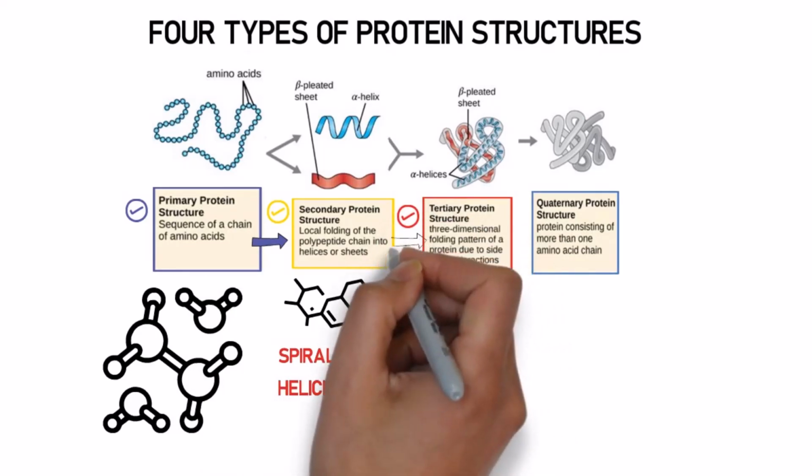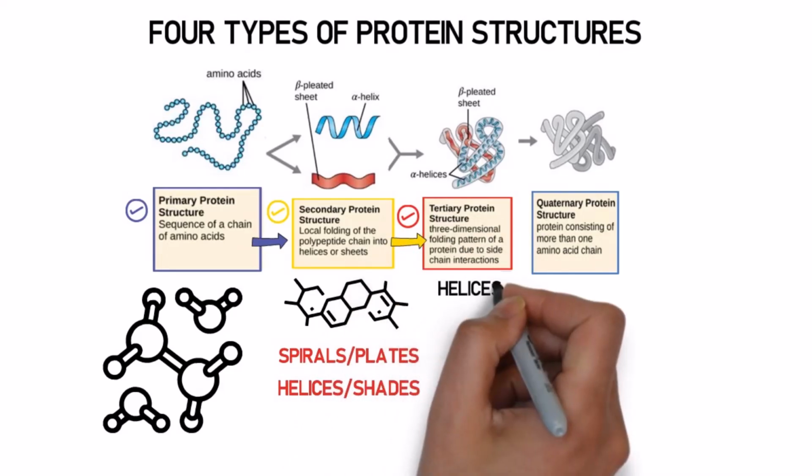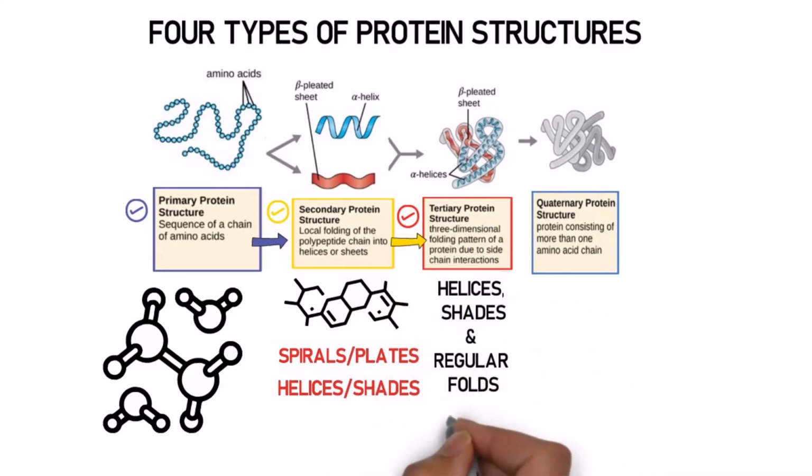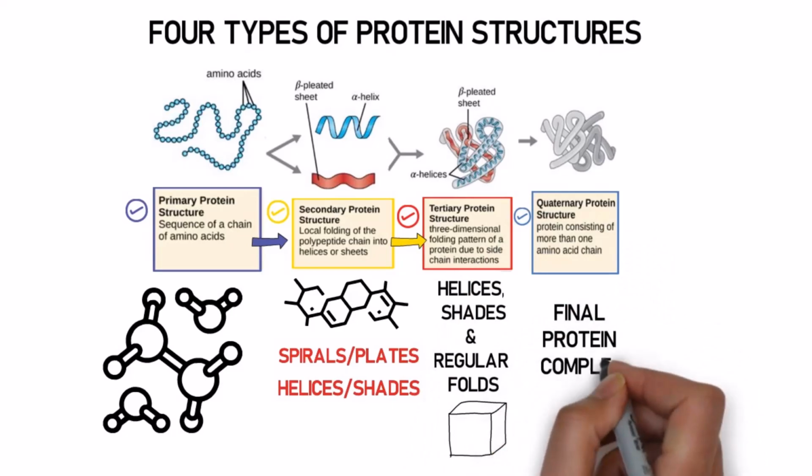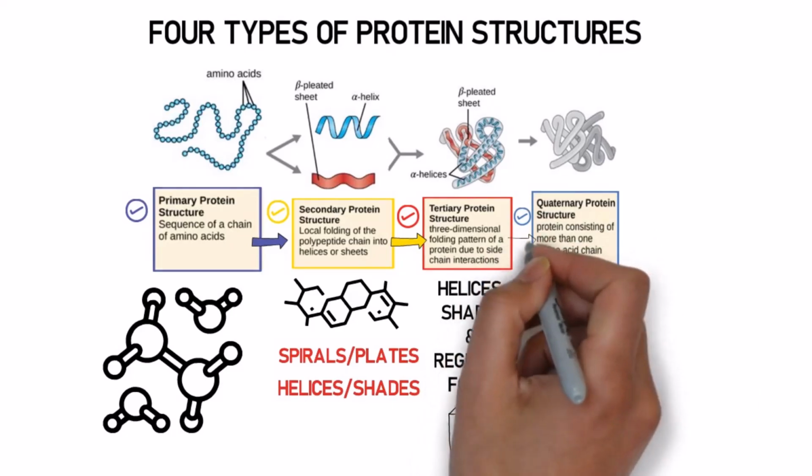Tertiary protein structures take the secondary structure and combine the helices, sheets, and irregular folds into a 3-dimensional structure. Lastly, the quaternary protein structure is the final protein complex produced by interacting tertiary protein structures.